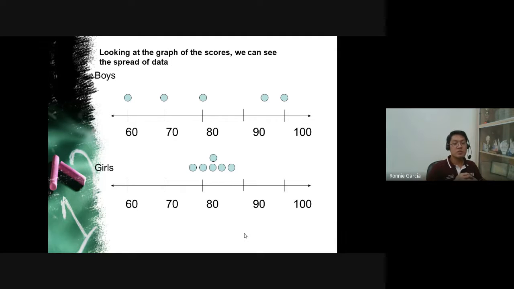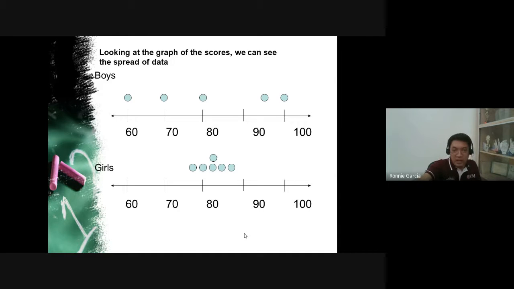Kung ang girls ang tanawon, di ba? Na 83, na 81, na 79, di ba duol ilang scores? Tama ba? The scores are close to each other. That is why the scores of the girls are not spread out. So in terms of variability, gamay ang variability sa girls.